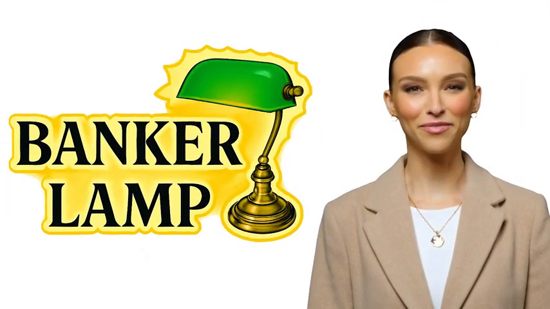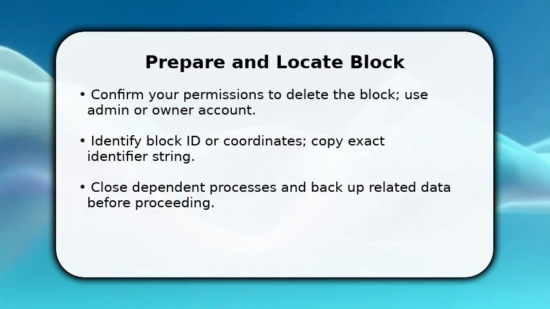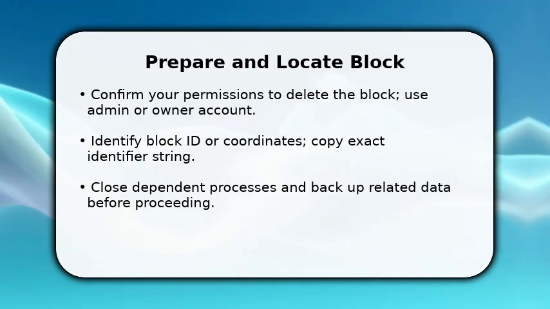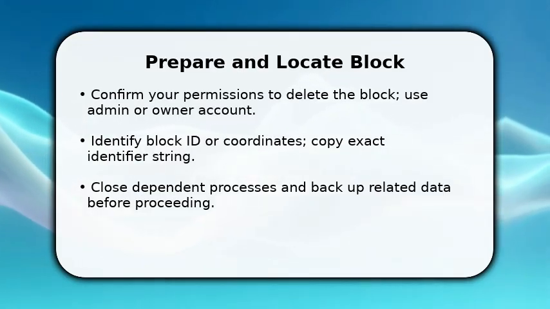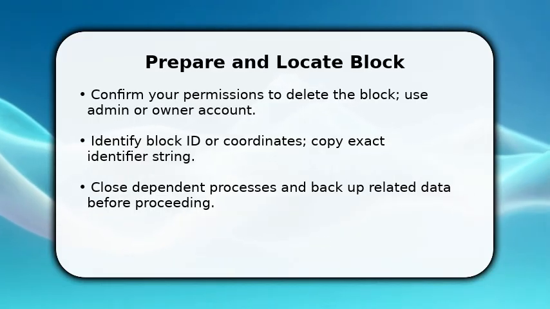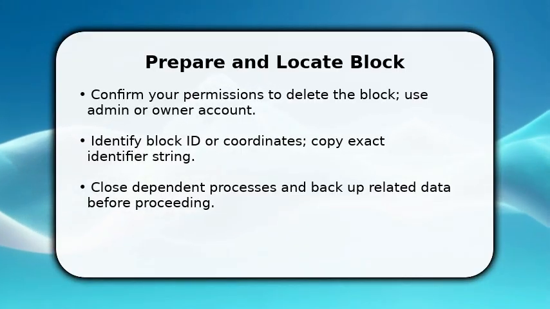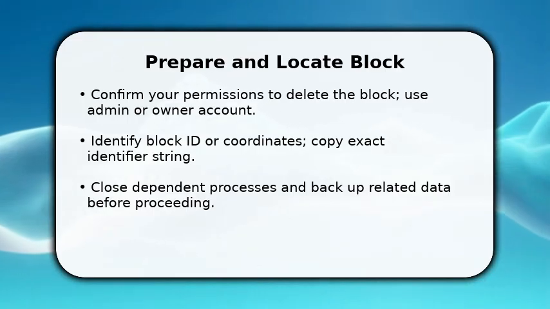Please enjoy the video. You start by making sure you have the right access. Log in with an admin or owner account so deletion succeeds. Next, locate the block precisely and copy its ID or coordinates. Mistakes here cause errors. Once done, stop or detach any dependent processes and create a quick backup of related data to avoid loss. These steps save time and prevent rollbacks.